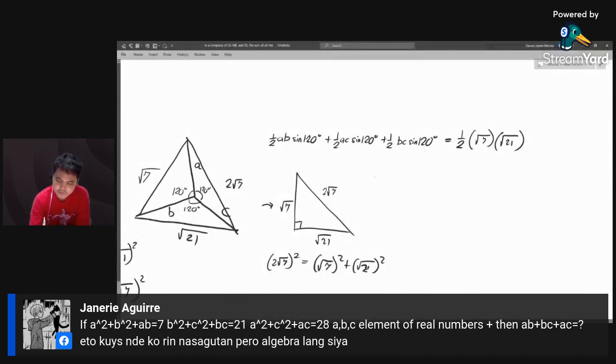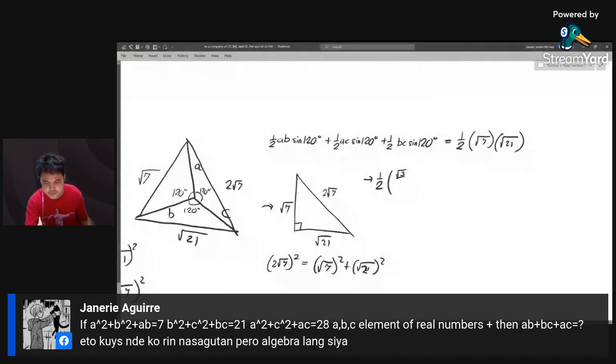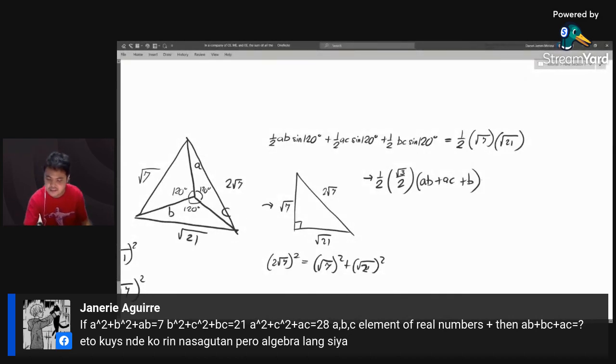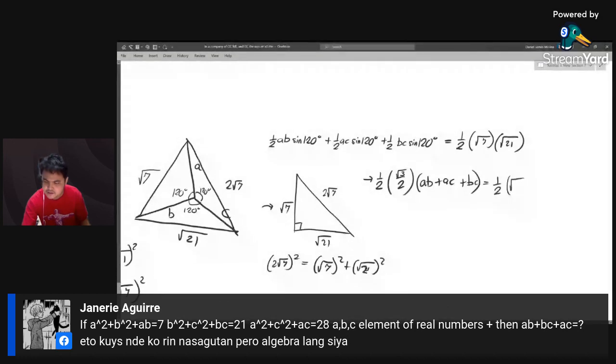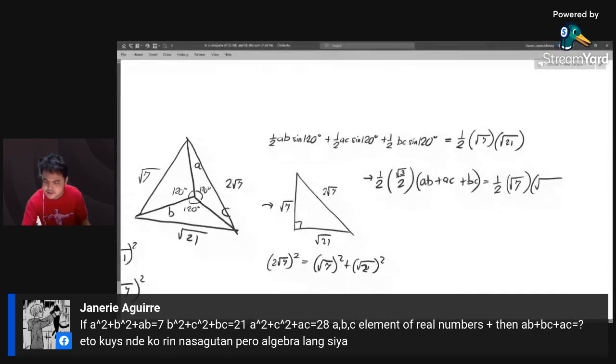Okay? So, simplify lang natin yung equation natin. Let's factor out 1/2 and then we evaluate sine 120. I think this is tama. Square root of 3 over 2, times AB plus AC plus BC. Oh, kita nyo na ba yung direction natin? Yes. Kukuha na natin yung AB, AC, BC na yan. No? So, simplify this one. We have 1/2 square root of 7. Tapos yung square root of 21 kasi, this is square root of 7 times 3. Okay.